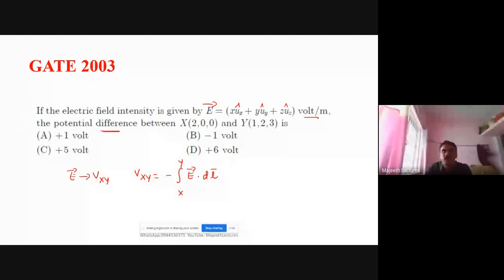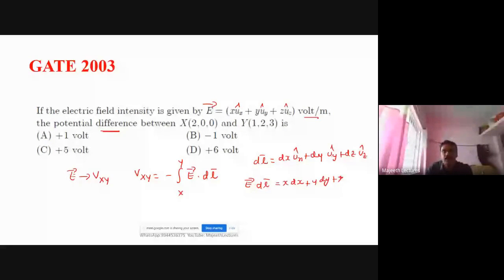It is a Cartesian coordinate system because of ux, uy, uz. So for the Cartesian coordinate system, dl is equal to dx ux plus dy uy plus dz uz. Clear? So E we know, dl we know. If we take the dot product between E and dl, x and x, ux dot ux is 1, so it is x dx. Similarly, uy is 1, so y dy. Similarly, uz is 1, so z dz.